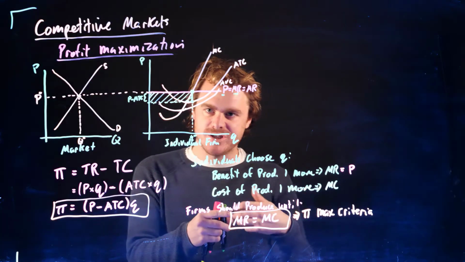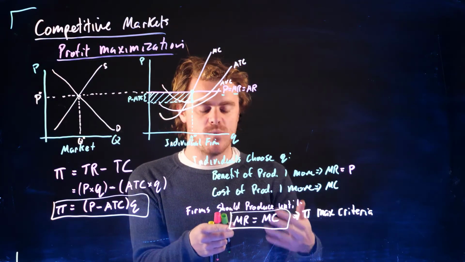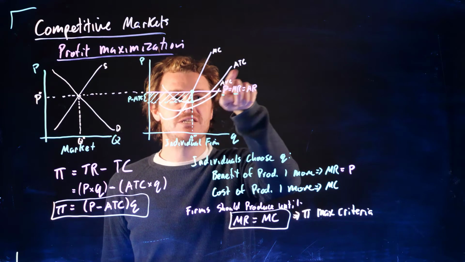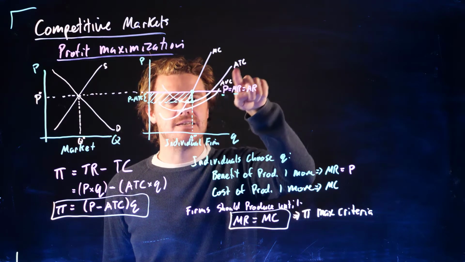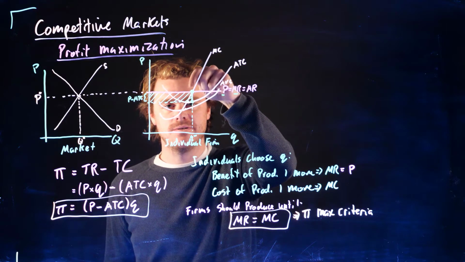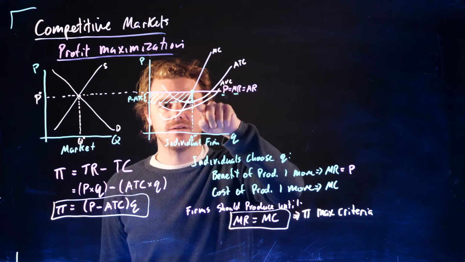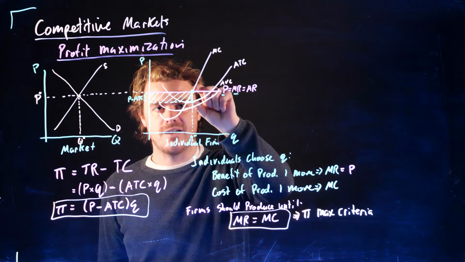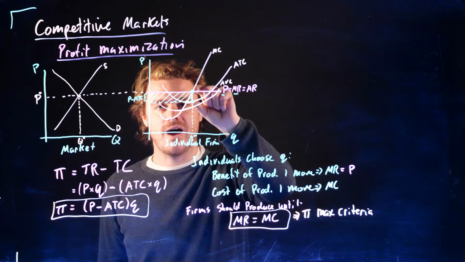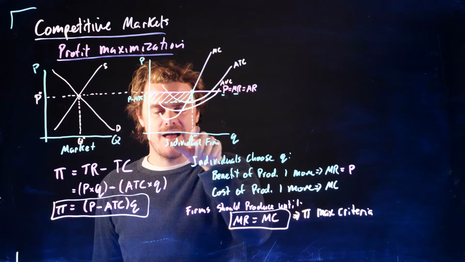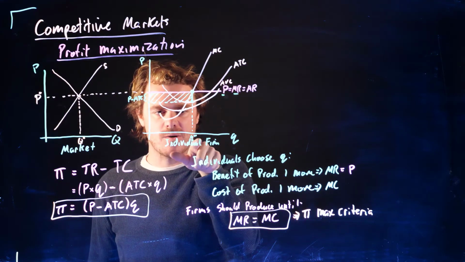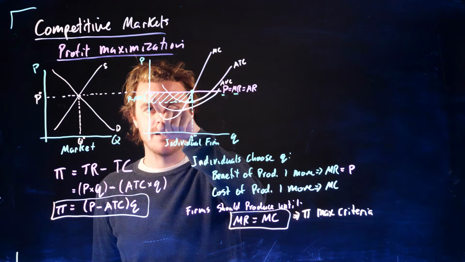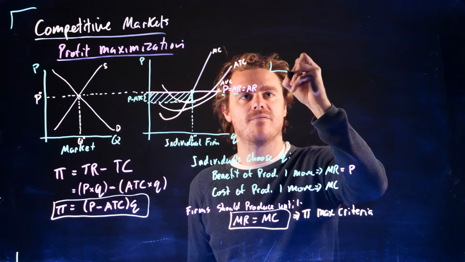So we decide how much to produce by figuring out where marginal revenue equals marginal cost. Then we just need to find our ATC curve. Here we're going to go down. So we have this profit. Price is above ATC, so this is the height of our rectangle. And then the other part of this area is the Q, how much they're producing. So it's going to be this area here. So this is our profit.